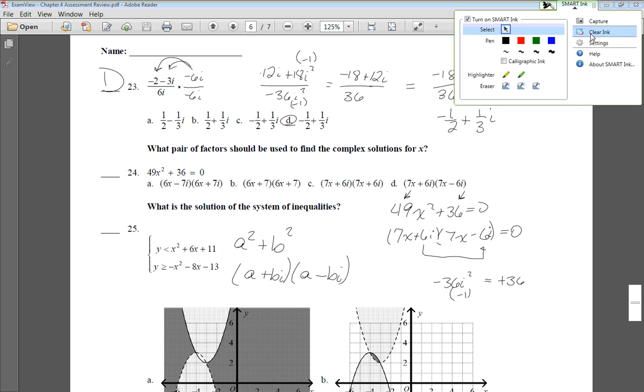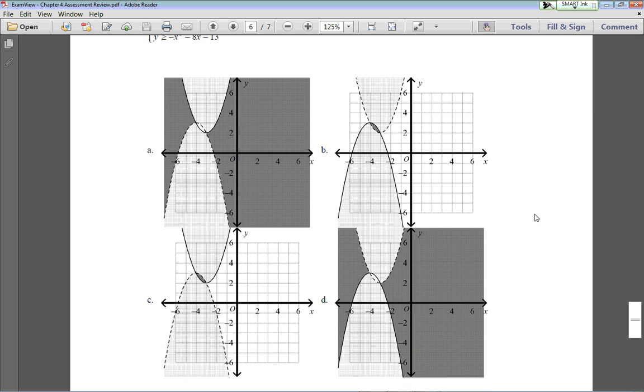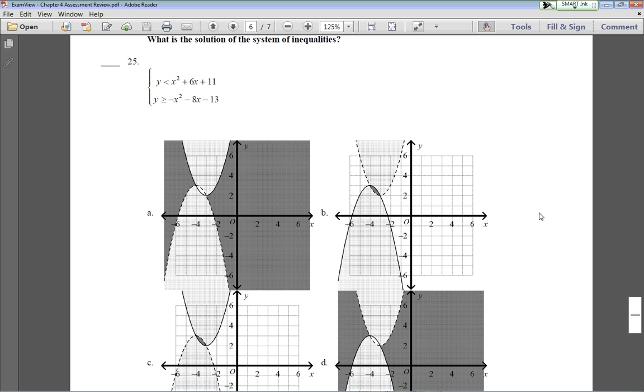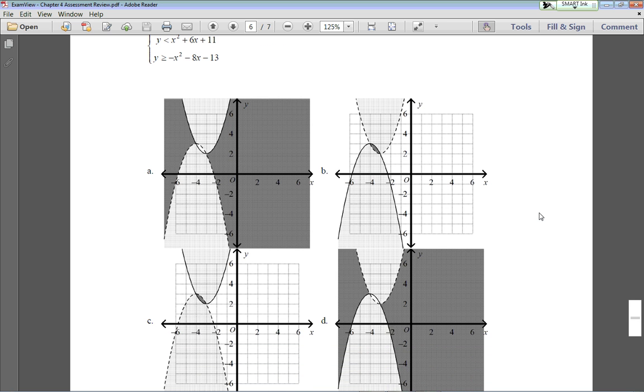And look, we're on the last one. You're probably getting bored watching me. So we want to determine the solution here. All right, well, first, let's figure out which two graphs are right. Well, if you look, all the graphs are the same. The only thing different is the shading.